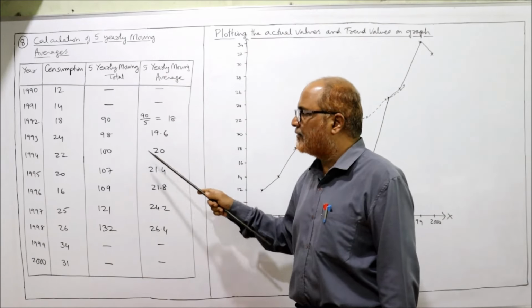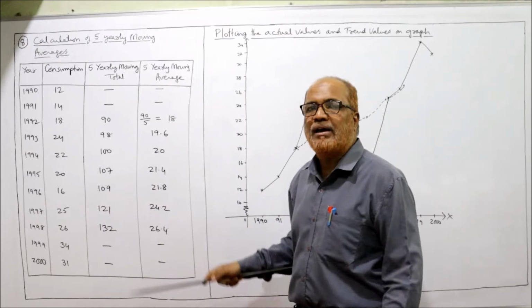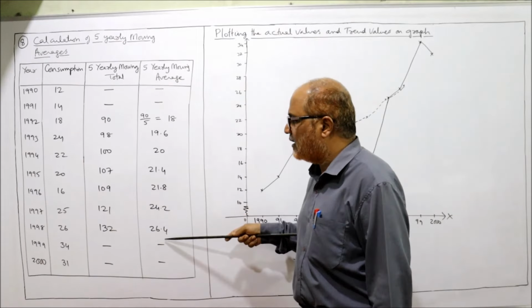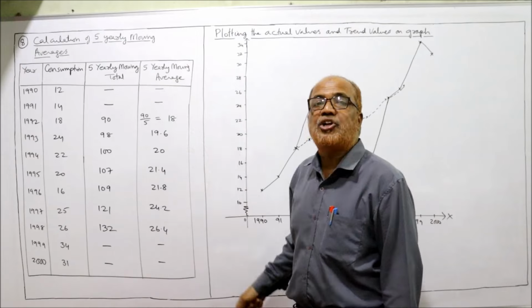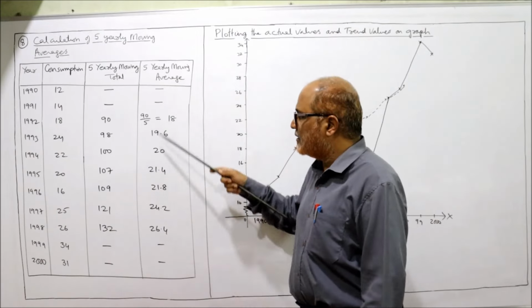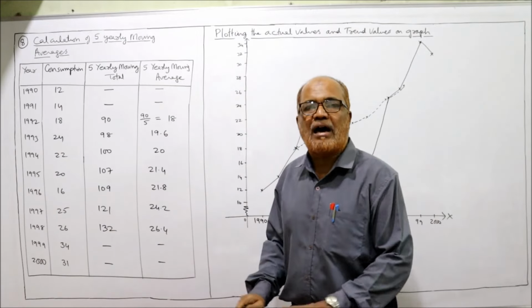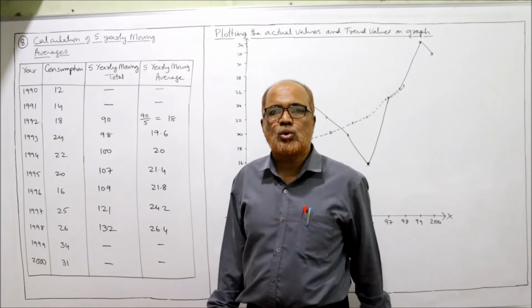100 divided by 5. So divide all these values by 5. You will get the 5 yearly moving average. These are the trend values, or 5 yearly moving average. So the calculative part is over.